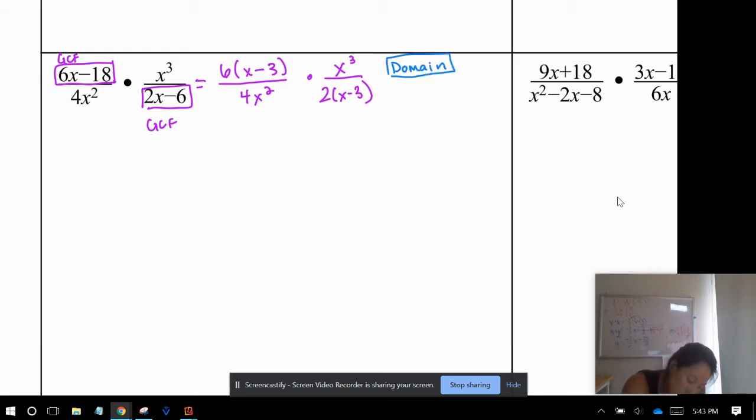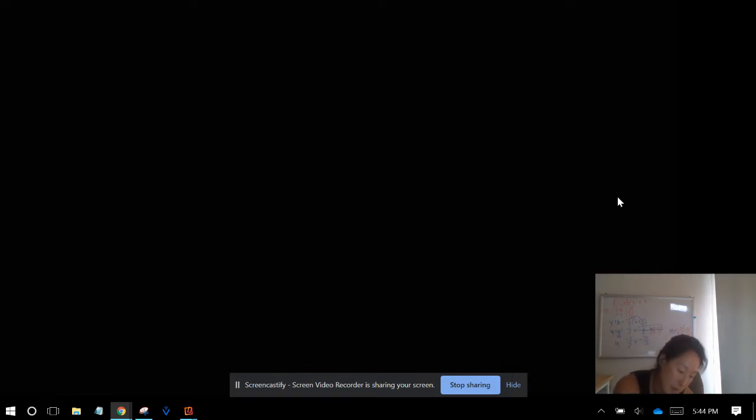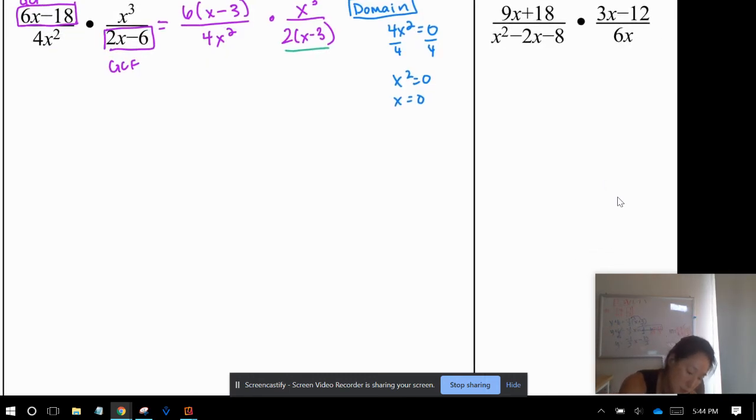okay, I have a factor of 4x squared, and I'm going to set that equal to 0. So I divide by 4. I get x squared is equal to 0. So I can see that x is going to equal plus or minus 0, which is just 0. And then the second fraction, I have 2 times x minus 3 is equal to 0. I divide out the 2. So I get x minus 3 is equal to 0. Solve for x. So x is equal to 3. So x cannot equal 0, and I cannot have an x that equals 3.